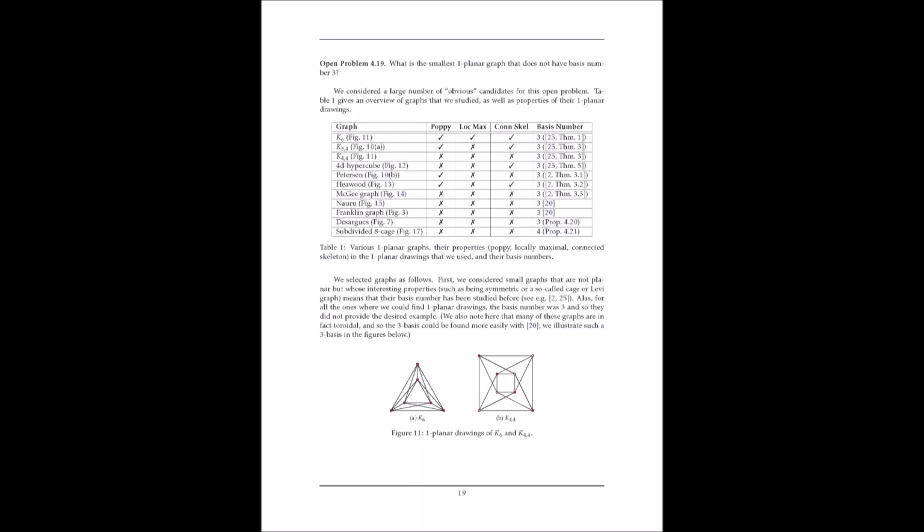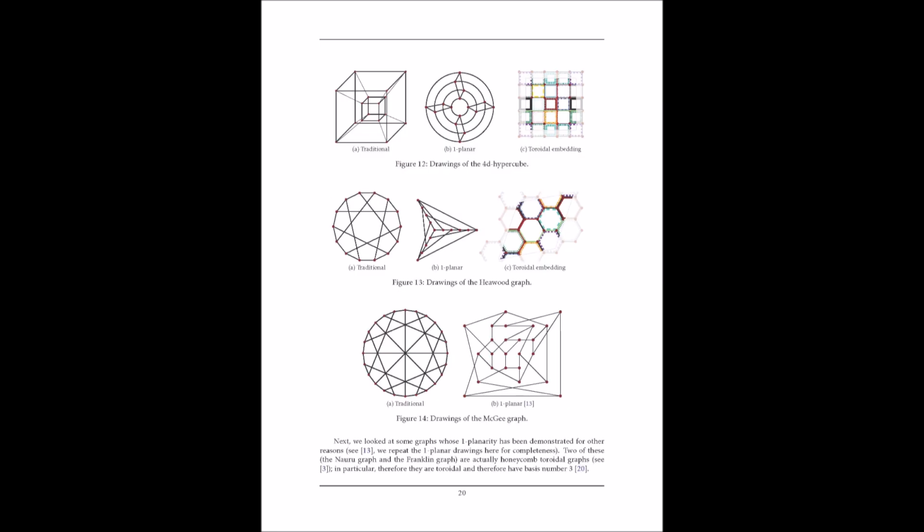Exactly. It highlights just how much more complex these one-planar graphs can be compared to their planar counterparts. Wow, that's pretty wild. Can you give us a sense of why these crossings create such a dramatic shift in complexity?